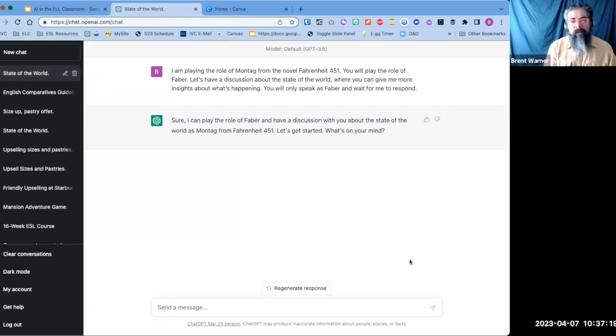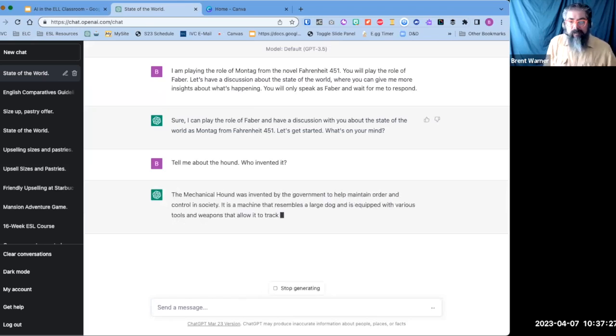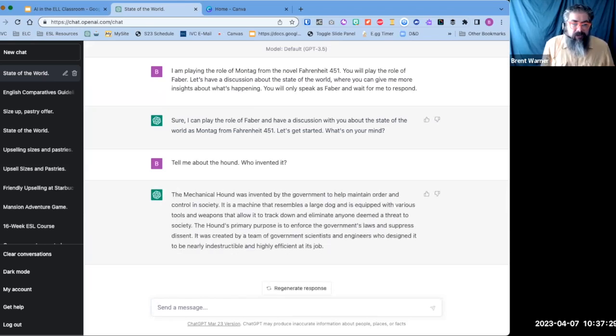And I say, tell me about the hound, who invented it? For those of you who remember this book, it can get into it, and it says the mechanical hound was invented by the government to help maintain order. The primary purpose was to enforce the government's laws and suppress dissent. It was created by a team of government scientists and engineers who designed it to be nearly indestructible and highly efficient at its job. So it does know what's going on inside of that book, and it's trying to help.